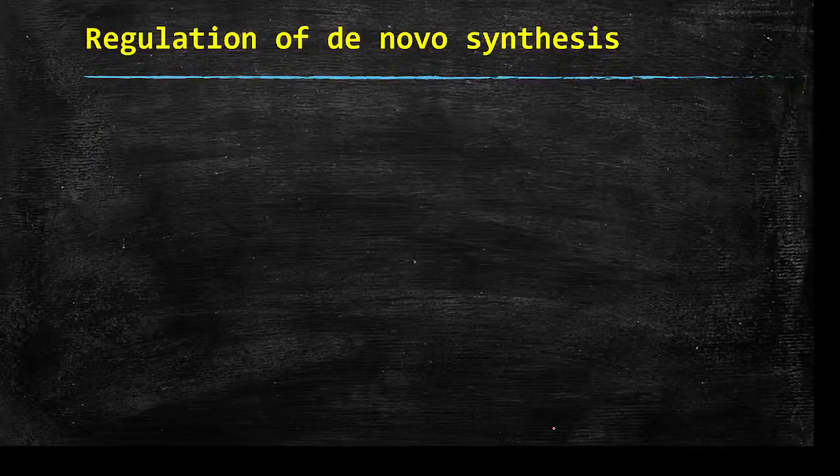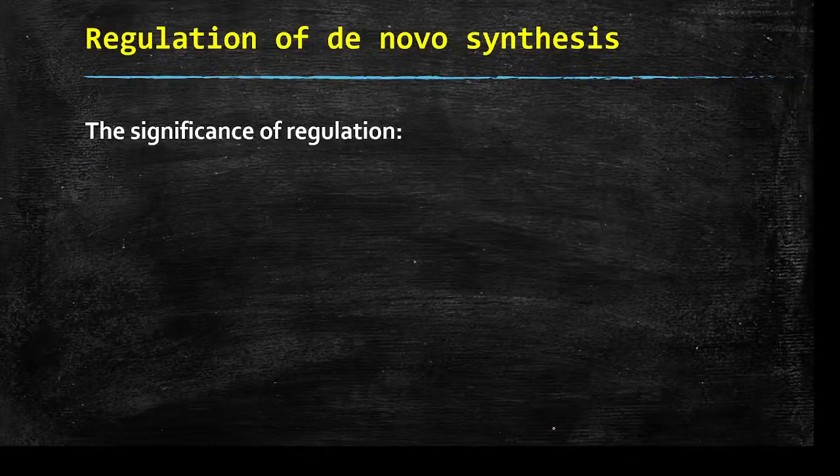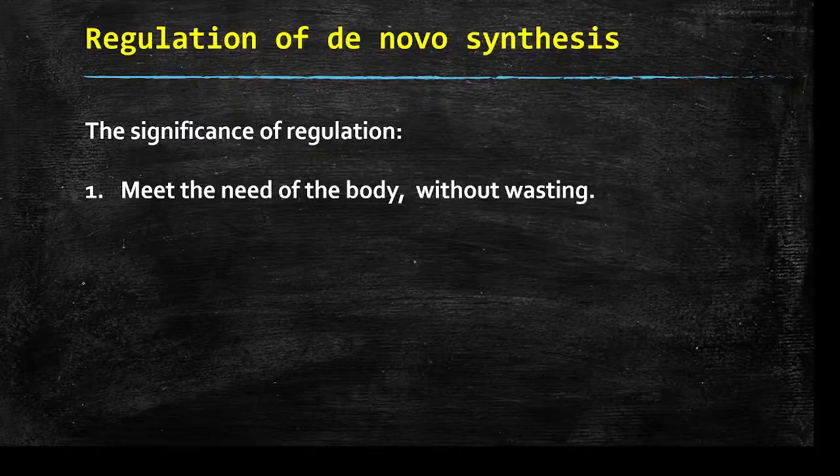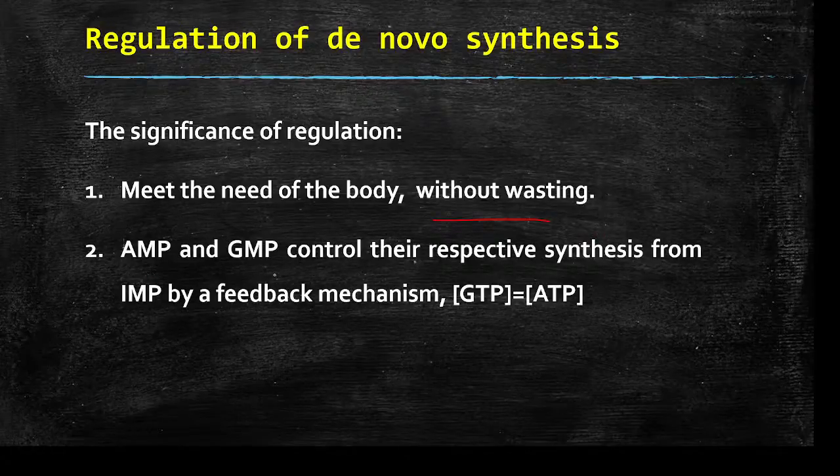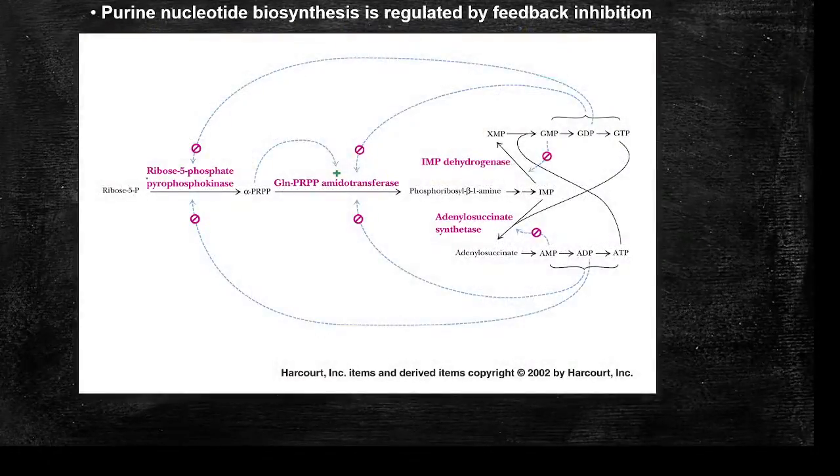Okay, regulation. So as we have discussed, the first two steps are the rate limiting steps. So what is the significance of this regulation? The significance is conserving the resources. So the body's needs should be met without wasting the biological resources. AMP and GMP will control the synthesis by feedback mechanism. So they block the first two steps. If AMP and GMP are in excess amount, they block the first two steps of this de novo synthesis.